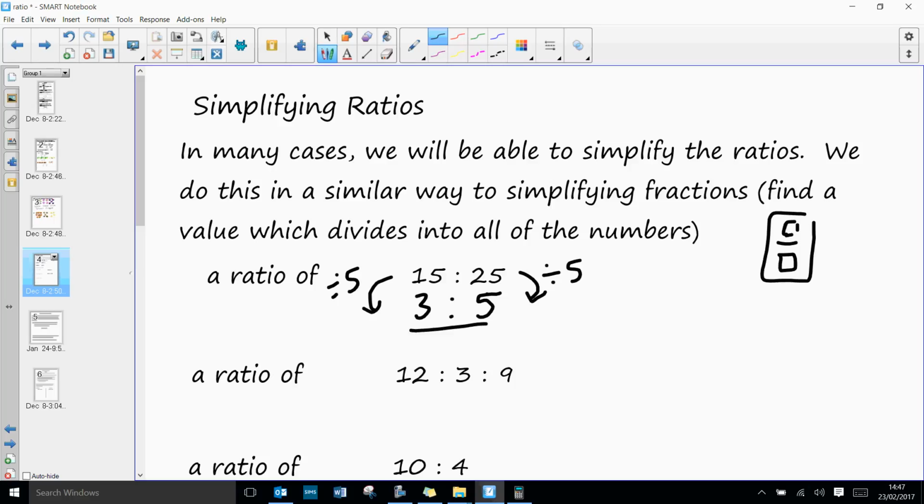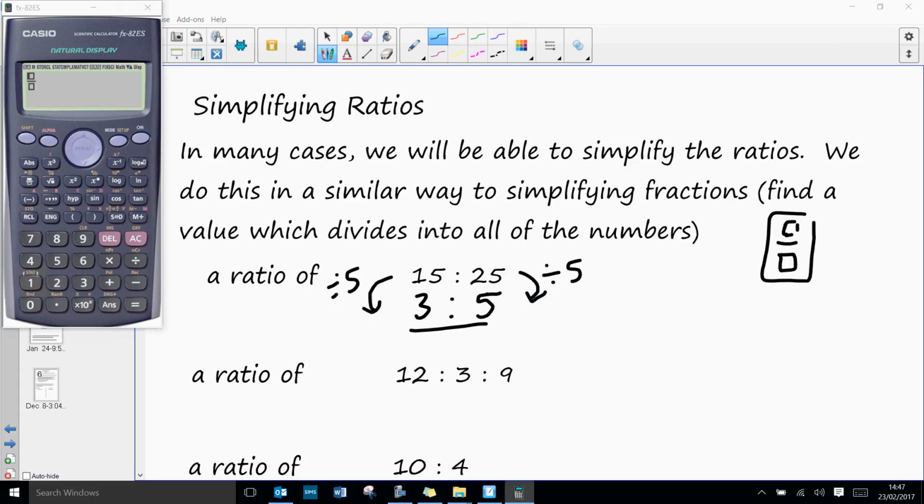Let me just show you on the calculator. So I would write 15 on the top and 25 on the bottom, press equals, and we can say 3 to 5. Don't write it as a fraction, but that just helps you there.